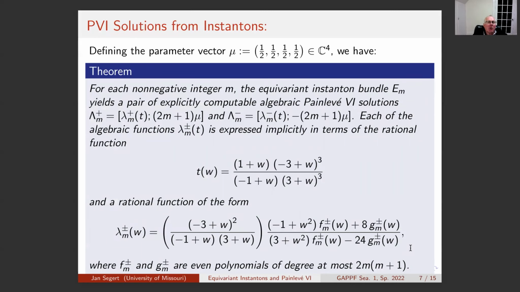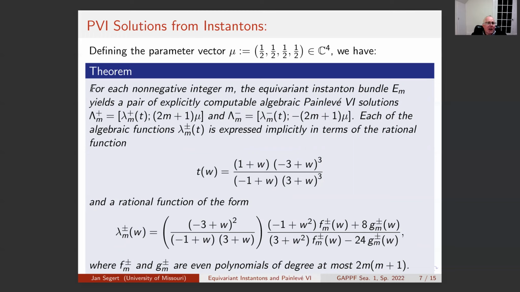Okay, so use that Jimbo-Miwa solution on these equivariant instanton bundles that we constructed with the equivariant monads. And you remember there's a 4-parameter vector in C^4 that they depend on: theta 1, theta 2, theta 3, theta 4. So if we define mu to be this combination where theta 1 is 1/2, theta 2 is 1/2, they're all 1/2, then basically all of our solutions will be some scalar multiple of this parameter vector. And again, this is because we're using a theta notation. If we use the alpha, beta, and so forth notation, it'd be a terrible nonlinear mess.